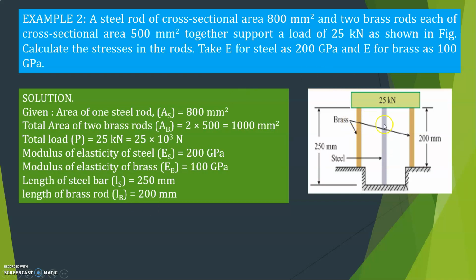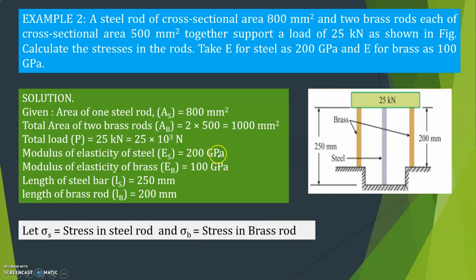Then length is different here. The length of the brass rod is 200 mm and the length of the steel bar is 250 mm. Okay, you can see here these two are of length 200 mm and the steel is of 250 mm length. Okay, now we have to find the stresses in the rod.